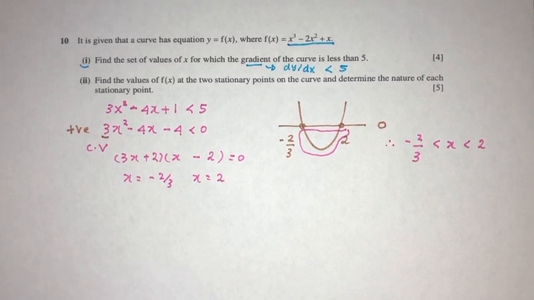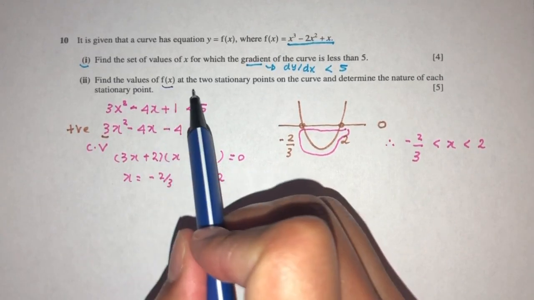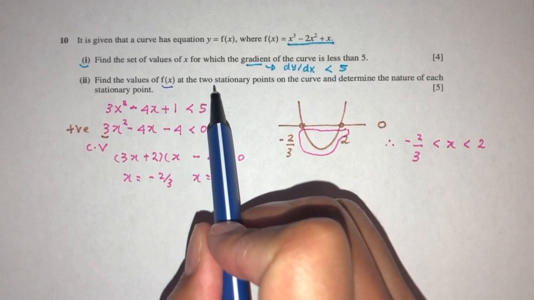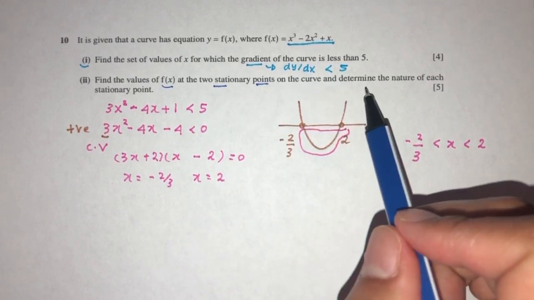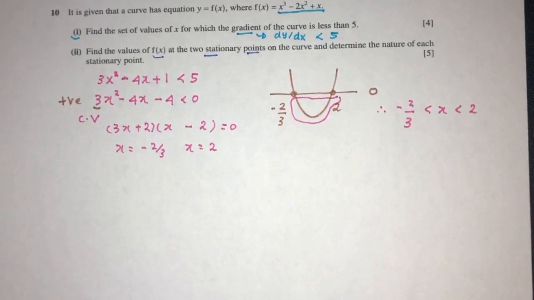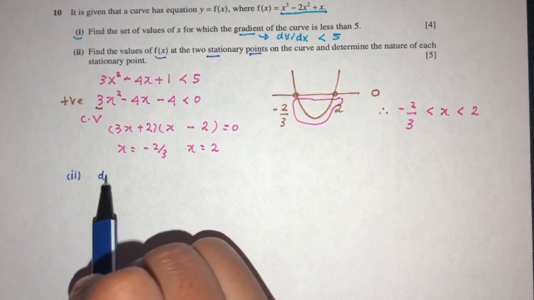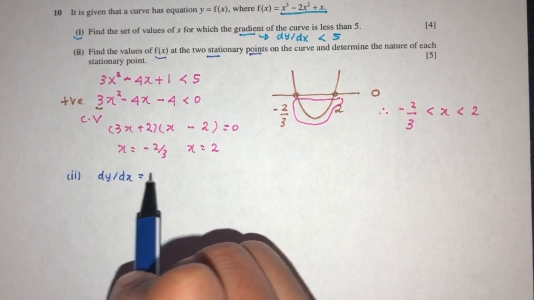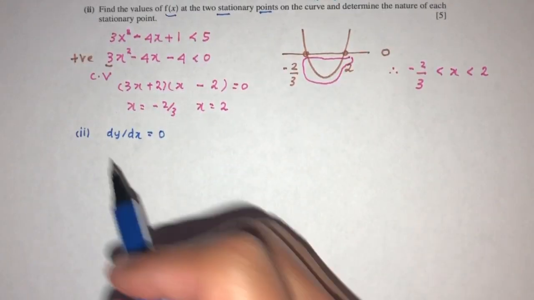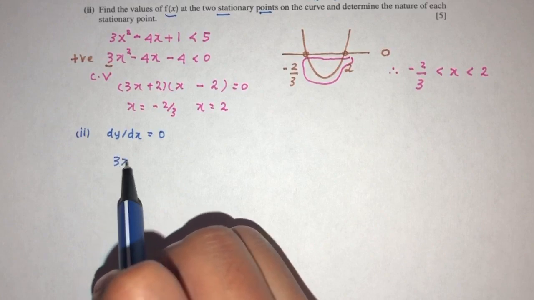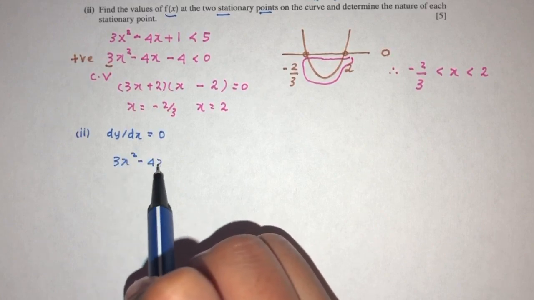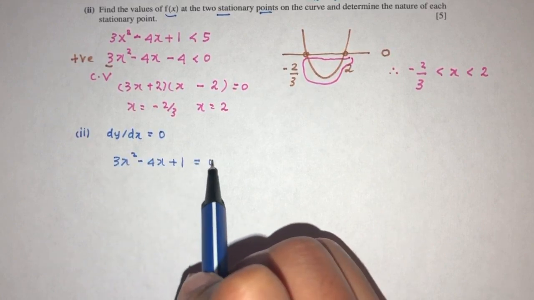Now, we have to find the values of f of x at the 2 stationary points on the curve and find the nature of each point. So pretty easy. So at the stationary points, what do we know? dy by dx has to be 0. So here we have 3x squared minus 4x plus 1 has to be 0.